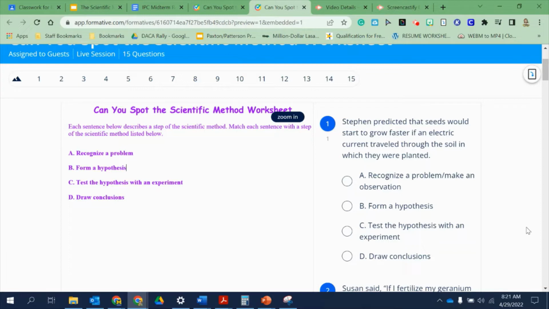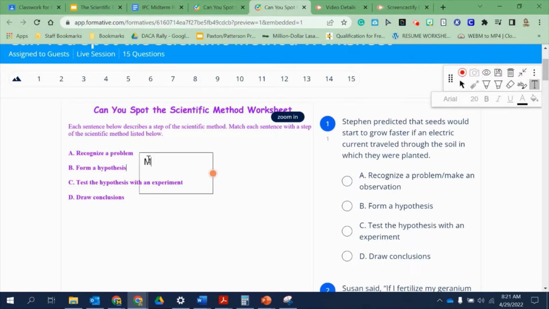The first one says recognize a problem, but remember this can also be the same thing as, and let me write it next to it so we don't lose track, make an observation. Again, I put it right there next to recognize a problem. It doesn't necessarily have to be a problem. It can just be an observation you make, and that's usually the first step. And then again, form a hypothesis, test a hypothesis with an experiment, draw a conclusion.